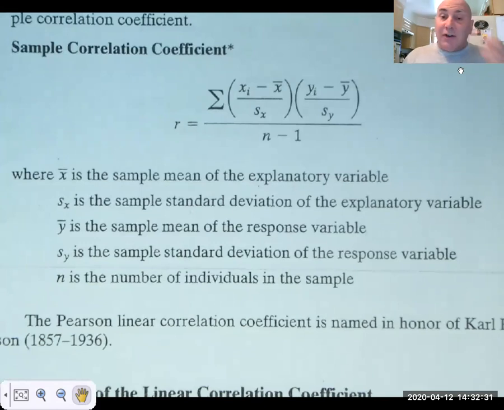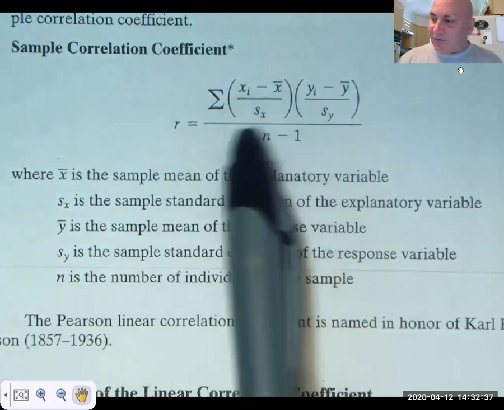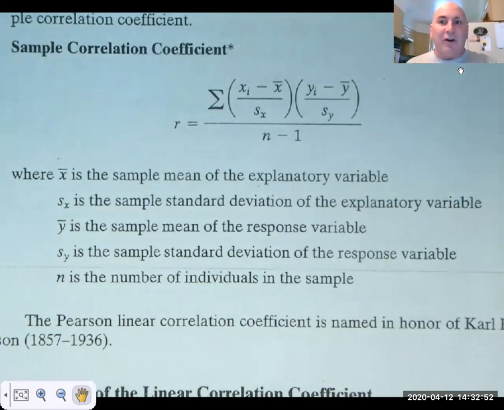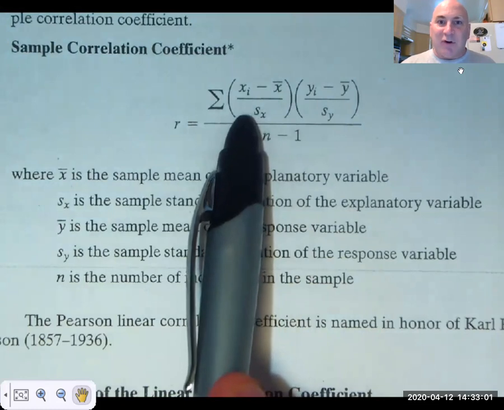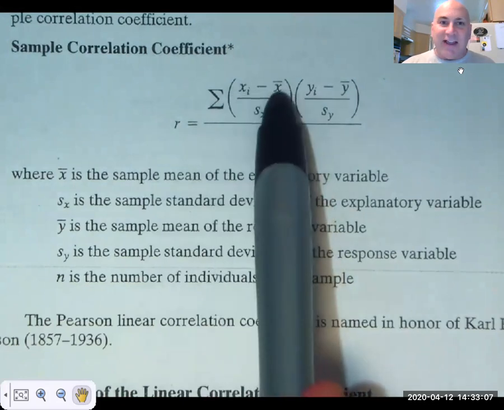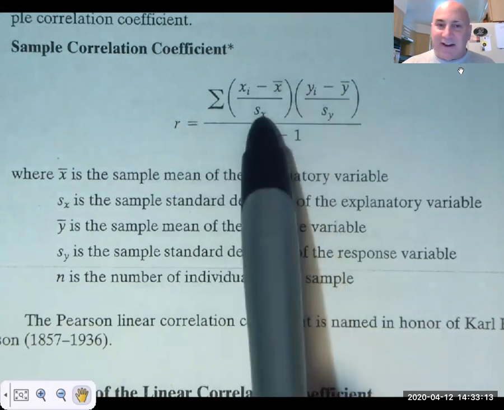Now you should notice a similarity here. What does x, a data point minus a mean divided by a standard deviation, sound like? Something we've learned in the past. What does that sound like? If you said that sounds like a z-score, then we agree. So I often call this z sub x because it's a z-score for the x data points. So you take each data point minus the average of the x's and you divide it by the standard deviation of all the x's. Well, where do you get x bar and s sub x?